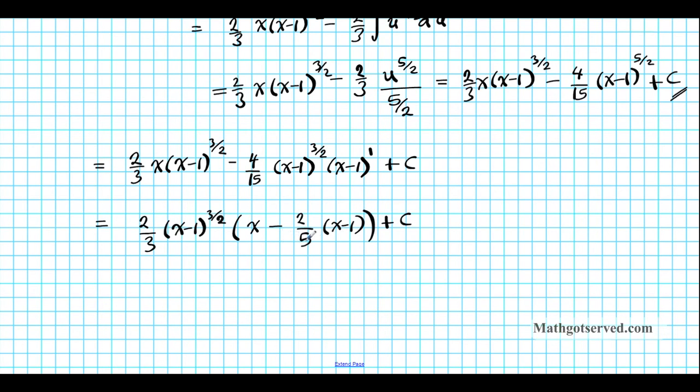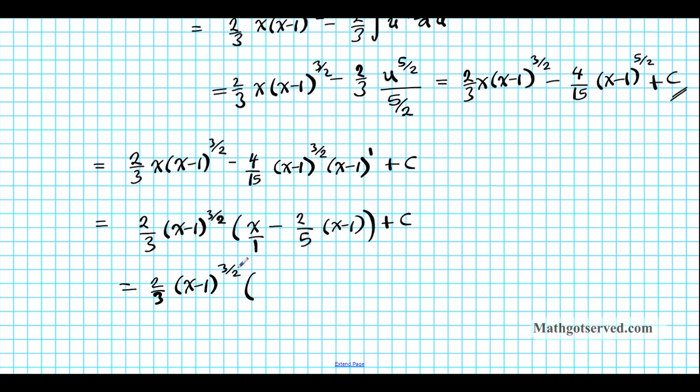So let's just combine these terms here, and that should give us the final answer. Let's go ahead and do that. So we have 2/3 times x minus 1 to the 3/2 times, now we can put this x over 1, multiply both sides by 5 and 5, top and bottom.